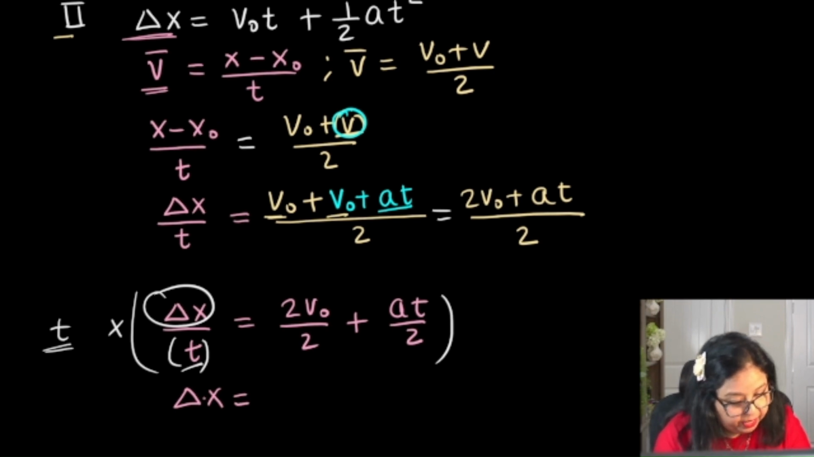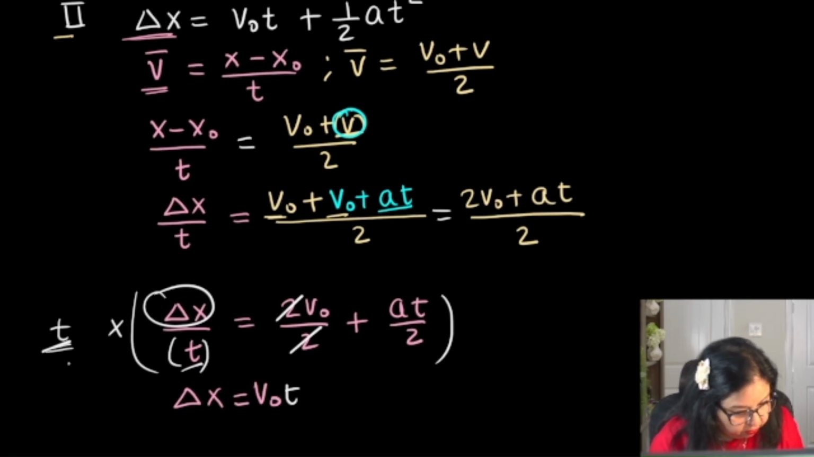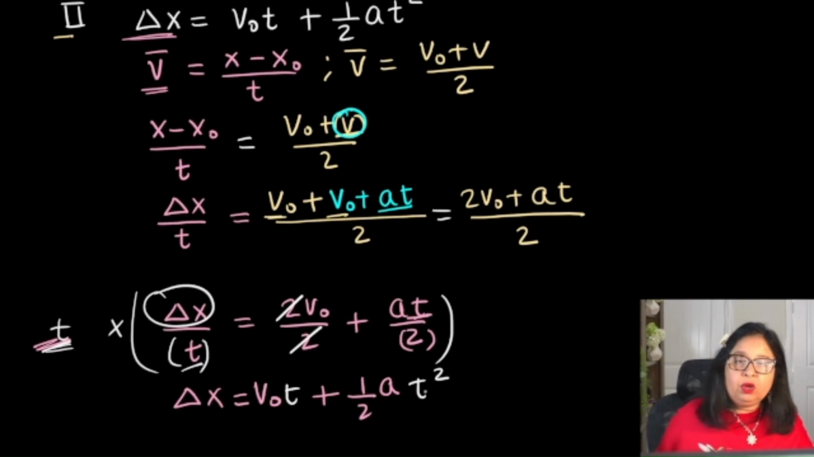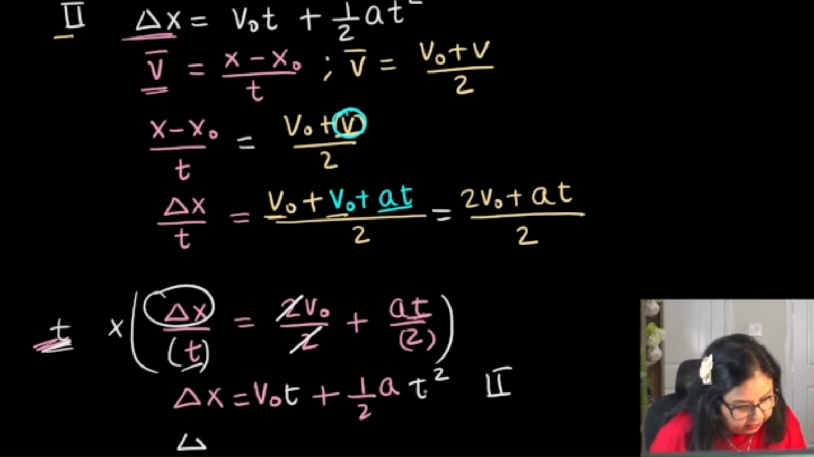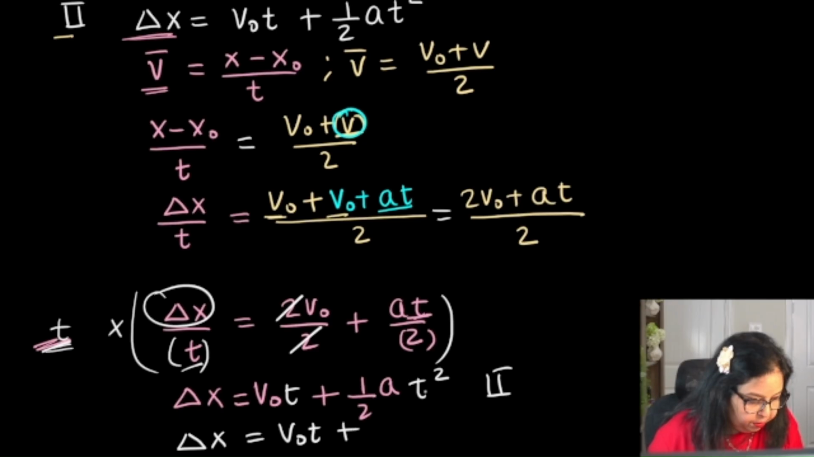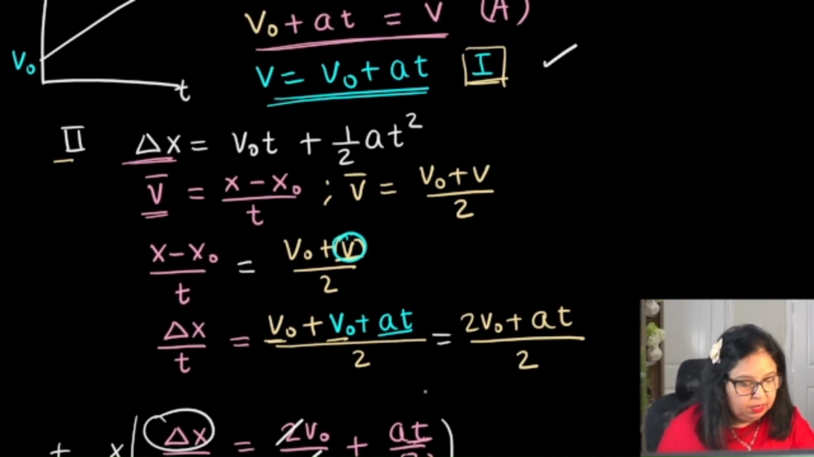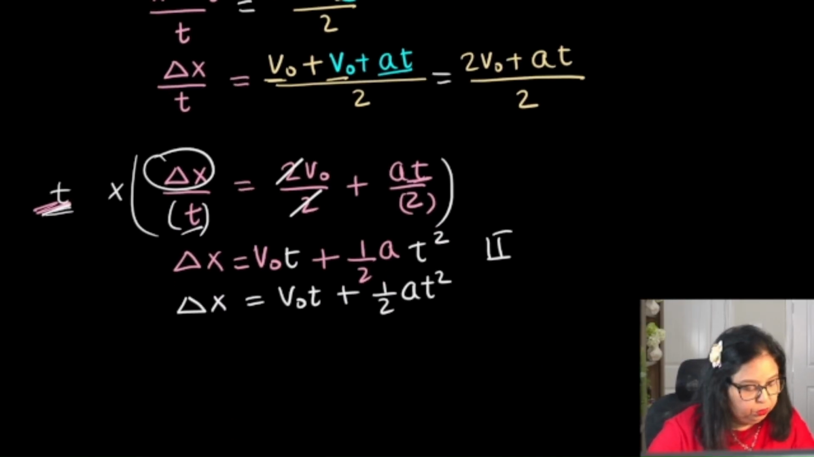On the right-hand side, we have 2v naught divided by 2. 2's cancel out. We're left with v naught times this t plus 1/2, coming from this 2, times a times this t gives you what? T squared. So here you go. You got your equation 2. Delta x equals v naught t plus 1/2 a t squared. We got it. We got our equation 1 here. And we got our equation 2 here.